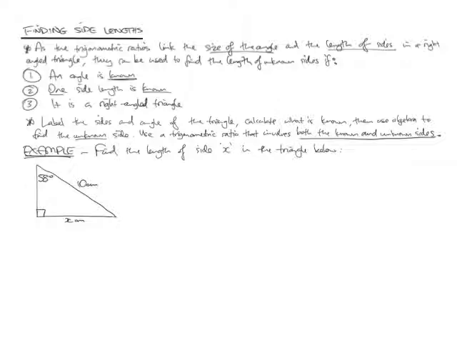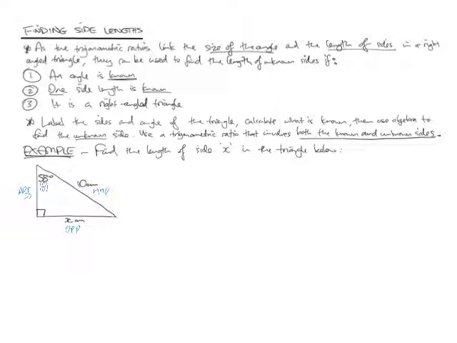Find the length of side x in the triangle below. X is at the bottom there. So 58 degrees here is our angle of interest that we're given. So that's where theta is. 10 centimeters here is opposite to the right angle, so this must be the hypotenuse. So x must be opposite. And this other side that we don't know, this is the adjacent side.